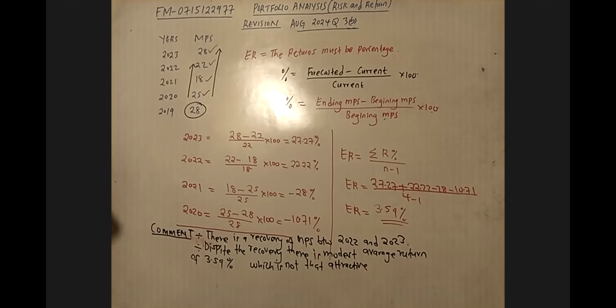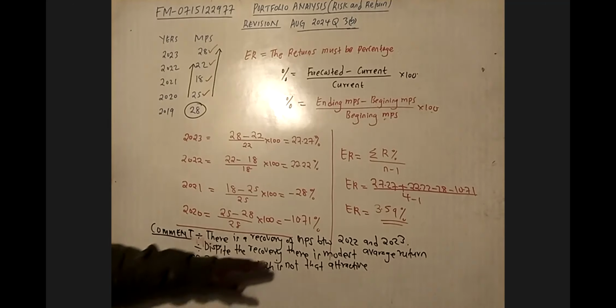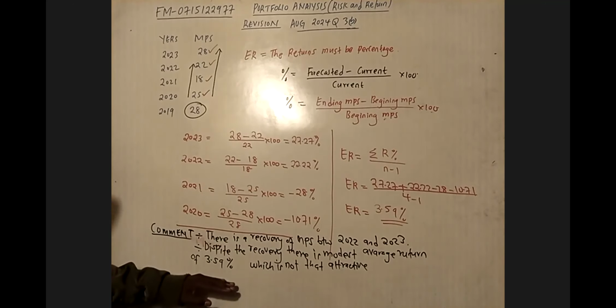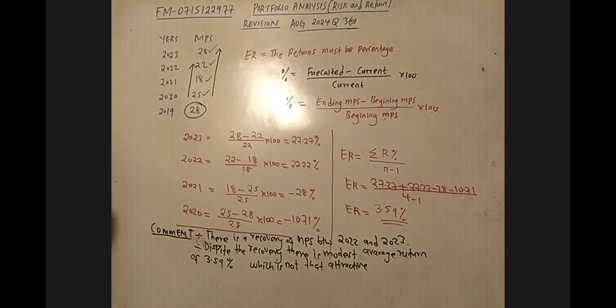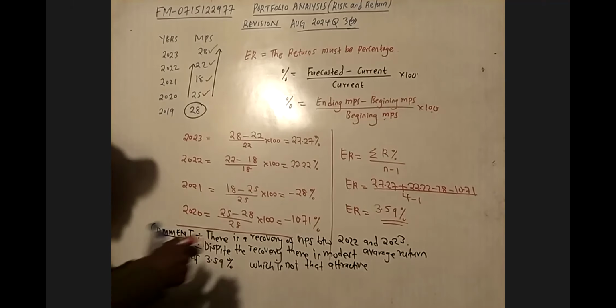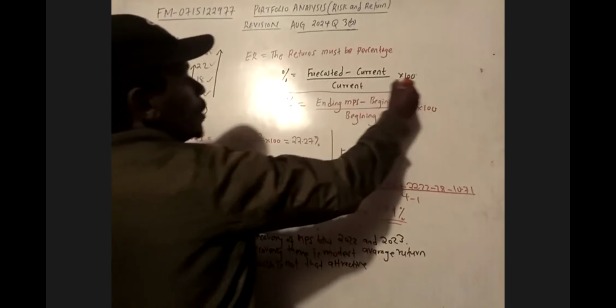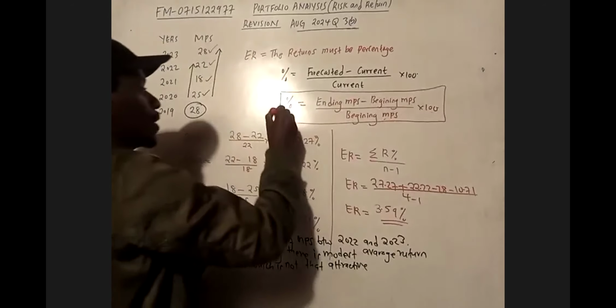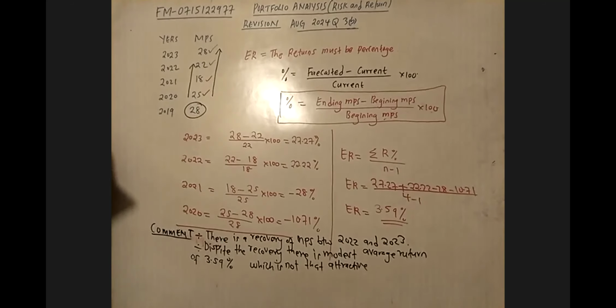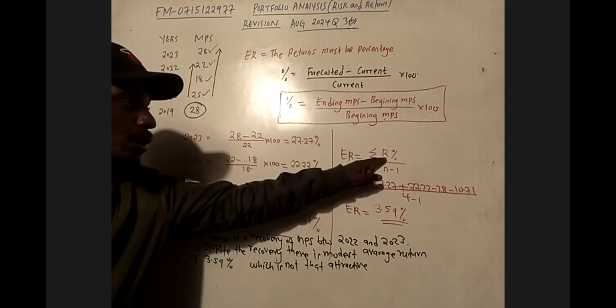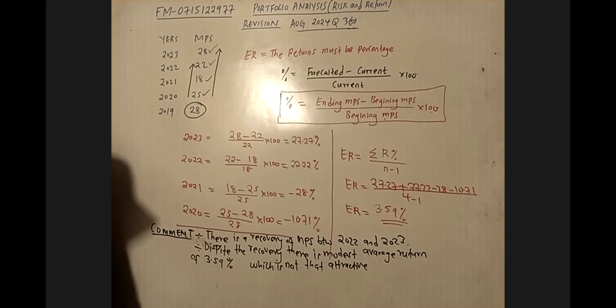So that's how you're not supposed to do that question. That one is the end of that question. So despite the recovery, there is a modest average return of 3.59, which is not that attractive. So that's how you're supposed to do that question. So you just modify this equation. This is what you need to modify. And remember, when you compute expected return, in any question the return must always be in percentage. So kama return yako is not in percentage, then you need to convert them into percentage.